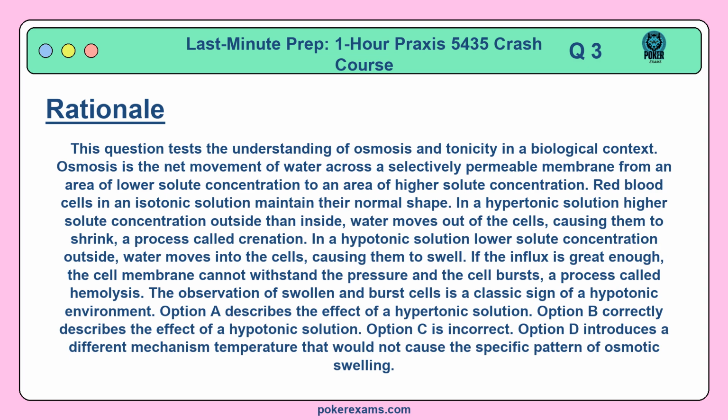Red blood cells in an isotonic solution maintain their normal shape. In a hypertonic solution, higher solute concentration outside than inside, water moves out of the cells, causing them to shrink, a process called crenation. In a hypotonic solution, lower solute concentration outside, water moves into the cells, causing them to swell. If the influx is great enough, the cell membrane cannot withstand the pressure and the cell bursts, a process called hemolysis. The observation of swollen and burst cells is a classic sign of a hypotonic environment.